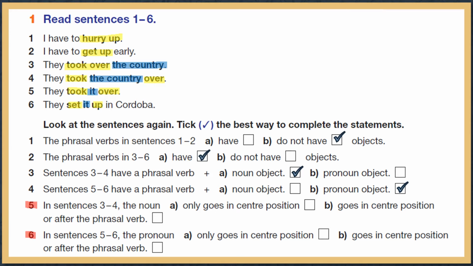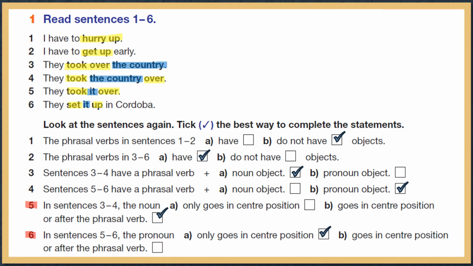In sentences 3 and 4, the noun only goes in center position, or after the phrasal verb. What do you think? The noun only in the center, or it comes after the phrasal verb? It comes after and in the center. They took over the country and they took the country over. What about in sentences 5 and 6? The pronoun only goes in center position, or goes in center position or after the phrasal verb? Took it over, set it up. It comes just in the center position. Only goes in center position. Make sure that you take the correct choice to make the correct rule.